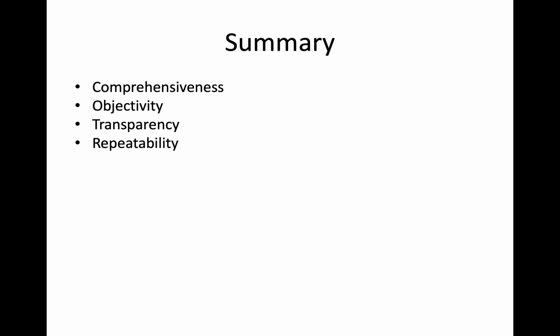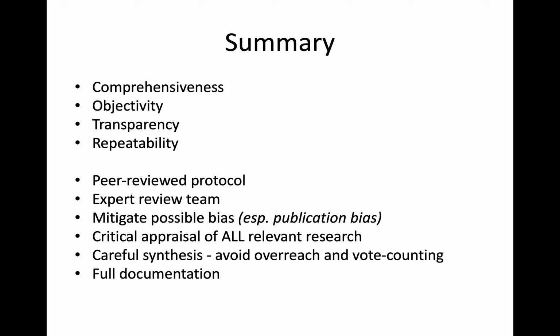And hopefully we've also really come to appreciate how comprehensiveness, objectivity, transparency, and repeatability are these key processes we're trying to maximize whilst minimizing the susceptibility to bias during the systematic review and map process. And the way that we do this is by having some form of peer-reviewed protocol, by trying to assemble an expert review team that has methodology and subject expertise, by trying to mitigate all possible biases, particularly publication bias, in the way that we design our systematic review and search for information in particular.